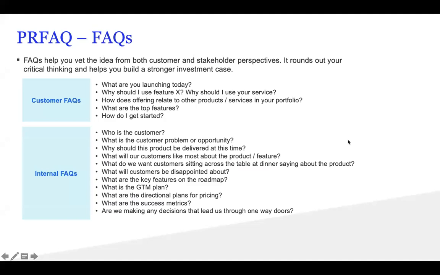So let's go through some of the FAQs. Like I said earlier, FAQs help you vet the idea both from a customer and a stakeholder perspective. It just rounds out your investment thesis. It makes sure that your critical thinking and your writing is good enough, and it helps you get to that next stage, which is the build process.